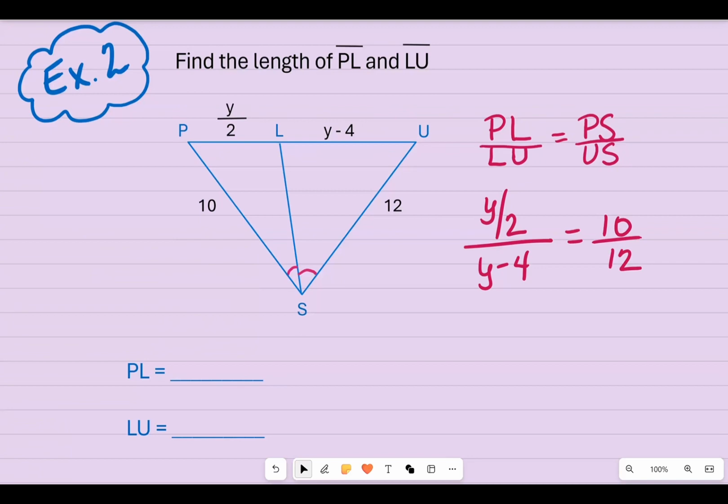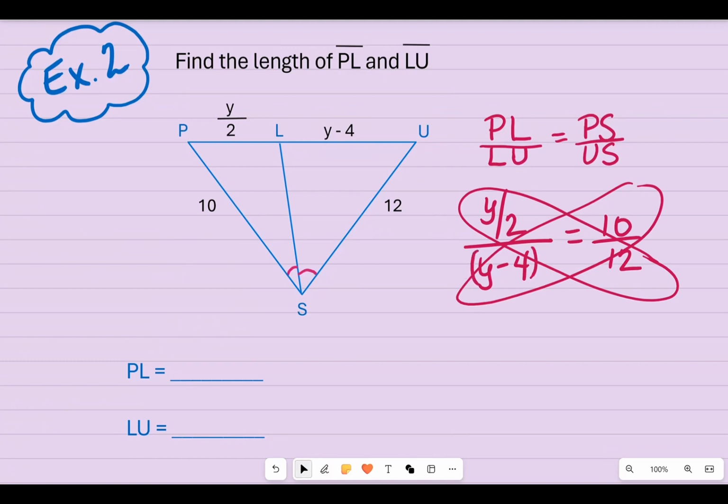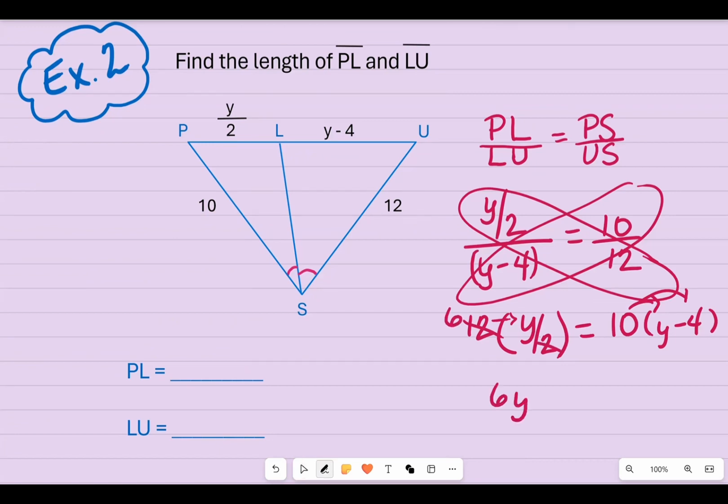Fraction set equal to another fraction, I want to go ahead and cross multiply. If I have an expression, I have to distribute. This is an expression, so I'm going to have to distribute that 10 to that. On one side, I have 12 times y divided by 2, set equal to 10 times y minus 4. Like I said, I'm going to have to distribute. 12 times y divided by 2, or you can cross simplify: 12 divided by 2 leaves me with 6. And so now I have 6y is equal to 10y minus 40.